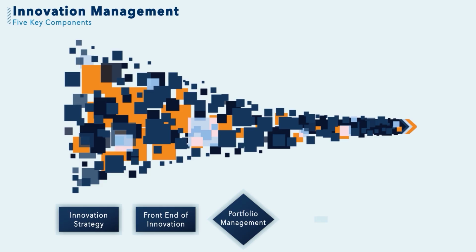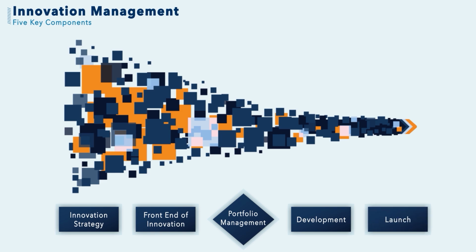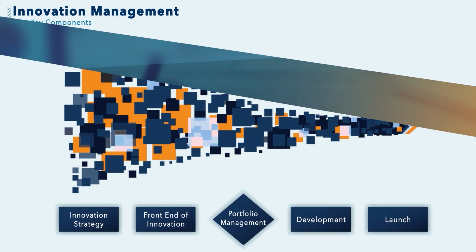Once projects are selected and resources allocated, innovation projects move to the development phase. Ultimately, this is where innovations are developed, tested, and validated by customers. The last component of the innovation management system is the launch phase. It encompasses the commercial and operational launch. It is also where innovation efforts start to be monetized.